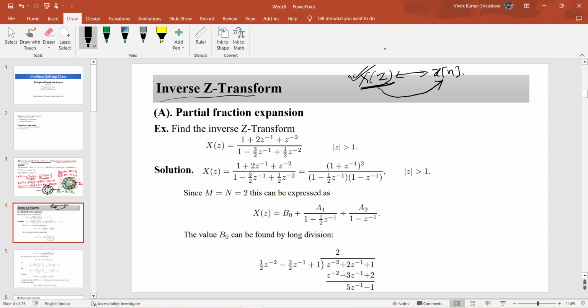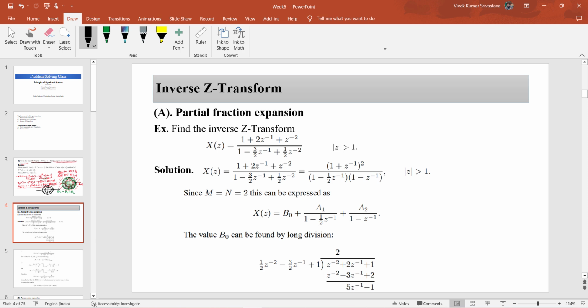In the previous class we have seen that one method we can use is the partial fraction expansion. We also saw one numerical, but here I am taking one more example to make it clear to you. Here is the numerical: we have to find the inverse z transform of this x of z that is given to us, and the ROC is also given, that is mod of z is greater than 1. So let us solve this problem.